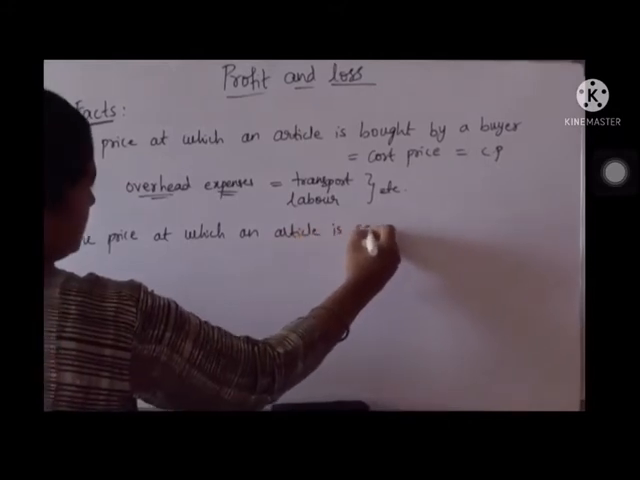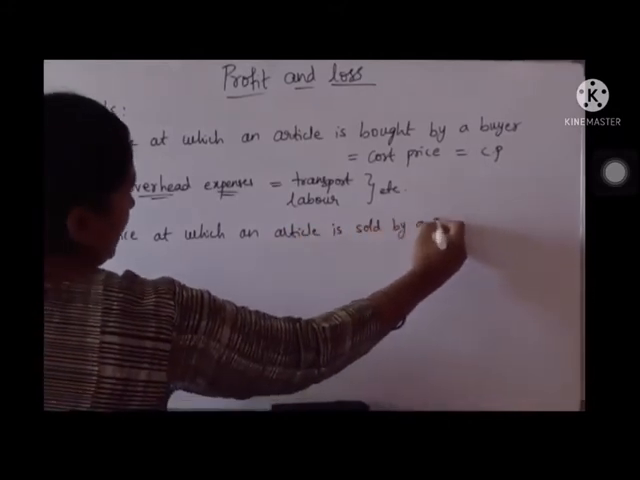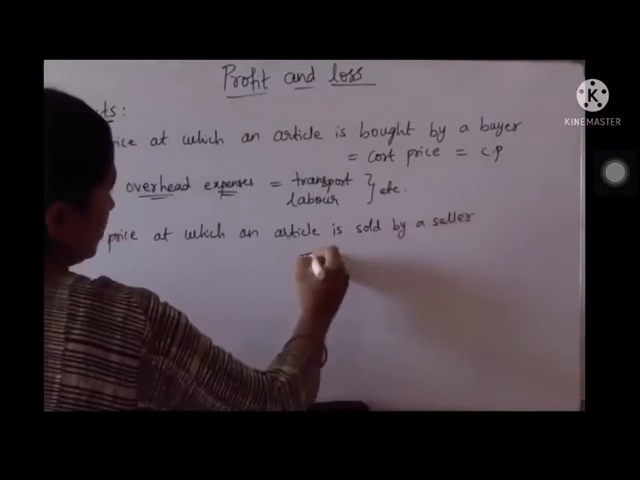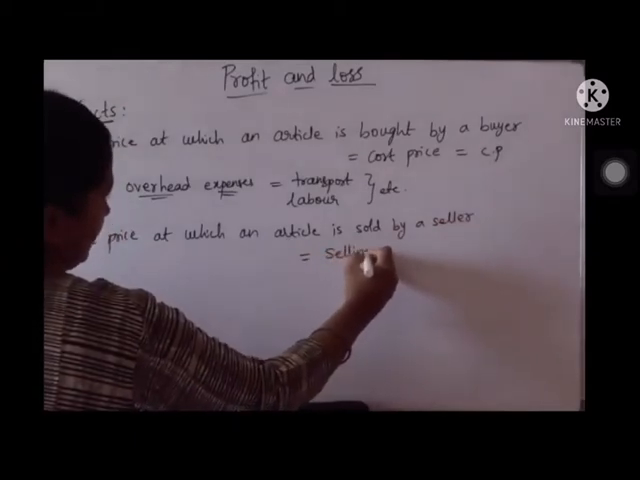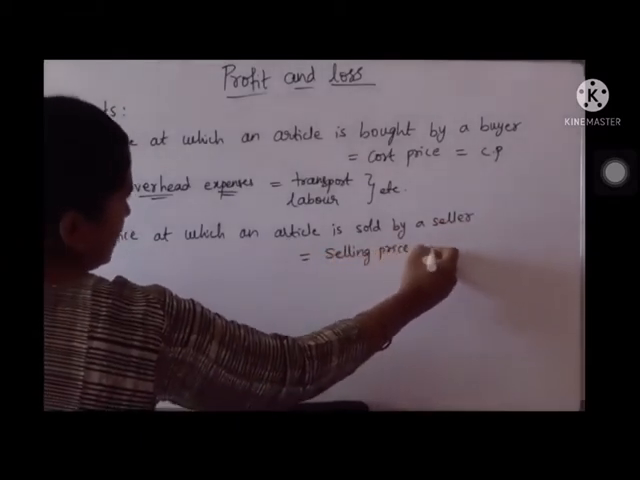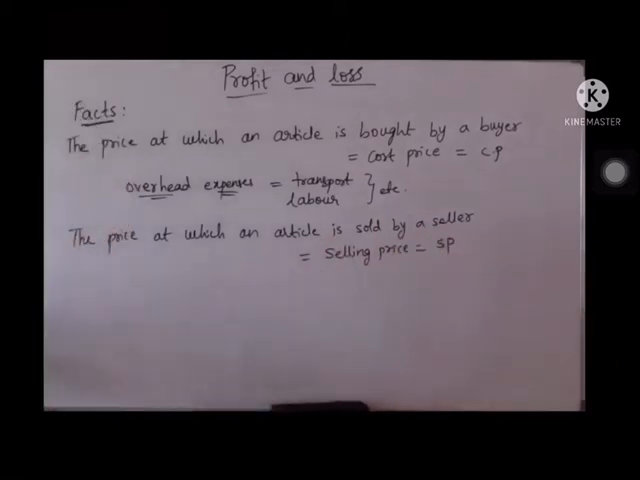And the price at which an article is sold by a seller, what do you call it? Selling price. It is simply written as SP. So cost price is represented as CP and selling price is represented as SP. So if the goods are sold at a price higher than the price at which they were bought, based on that we will find out what is profit and what is loss. Okay.